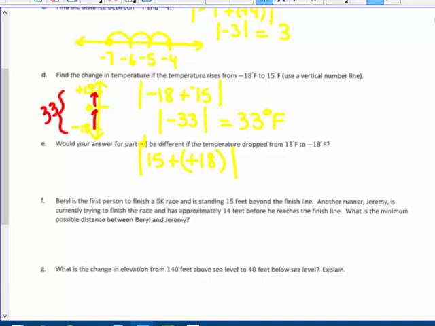Oh, same signs, add and keep. They're both positive now. I get 33. And yes, the absolute value of positive 33 is going to be exactly the same. 33 degrees Fahrenheit. Would your answer for part D be different if the temperature dropped? No. If you change the order of that, is it different? The answer is no.